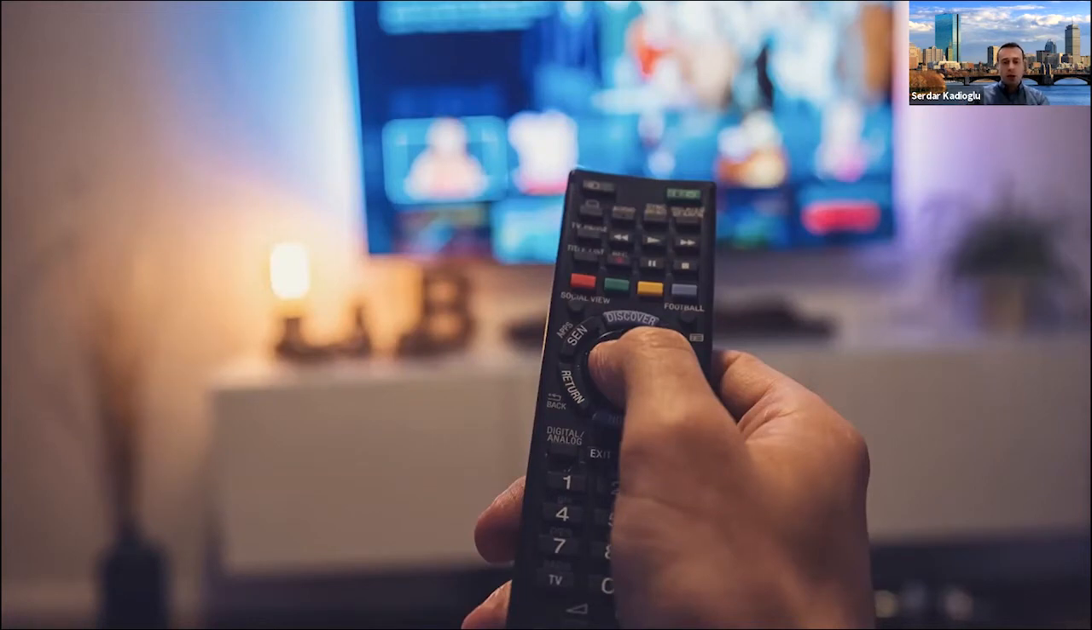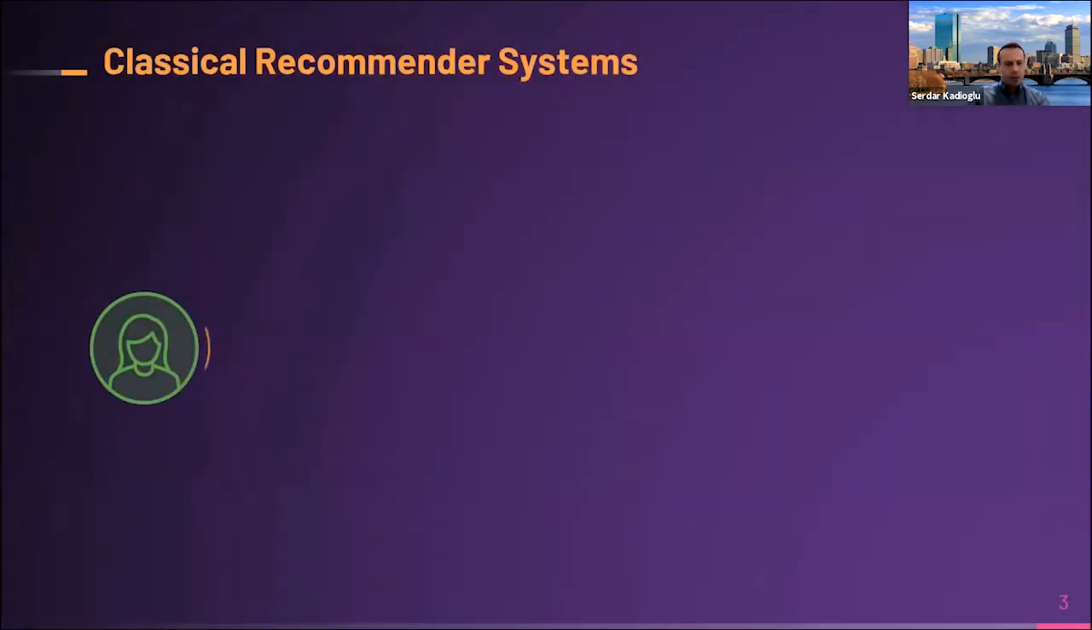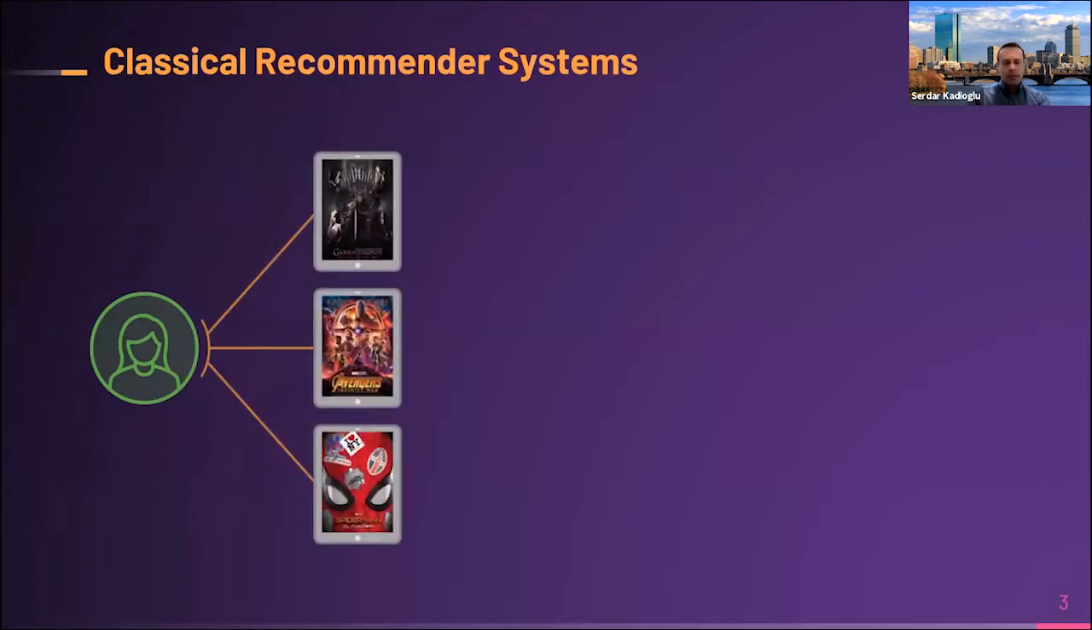If you don't really know what goes on under the hood, let me show you a glimpse of how they work. So let's take a look at classical recommendation systems, and I'm going to use an illustrative example to see what they do. Here's an imaginary user of a movie recommendation system, Jennifer. She's a film aficionado, and like myself, she really enjoyed watching Game of Thrones, The Avengers, and Spider-Man.